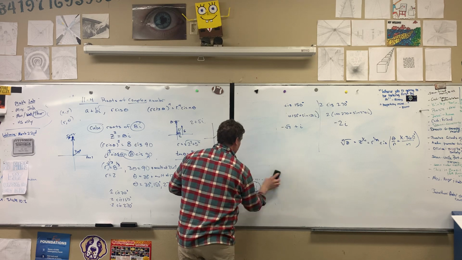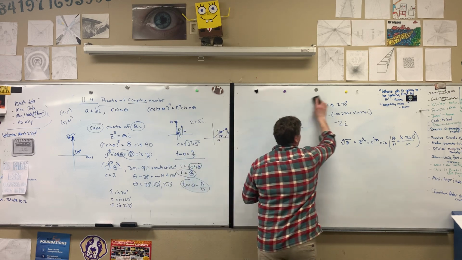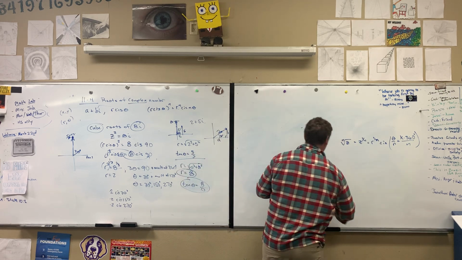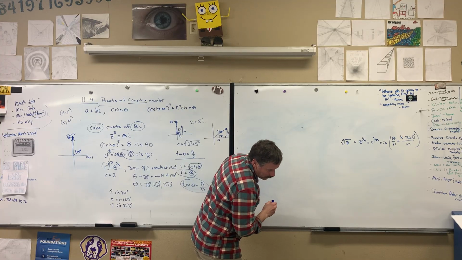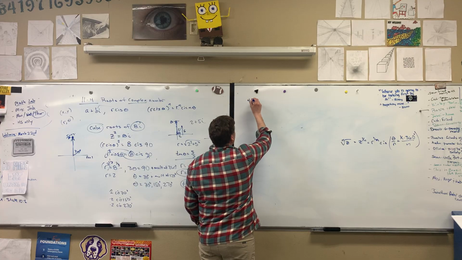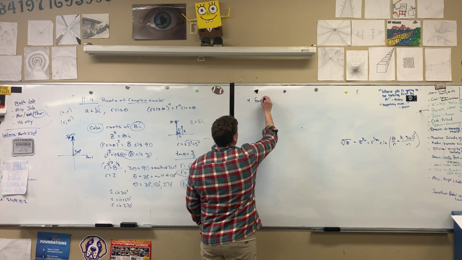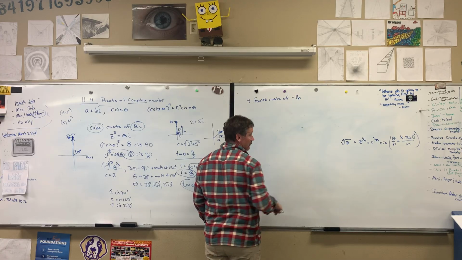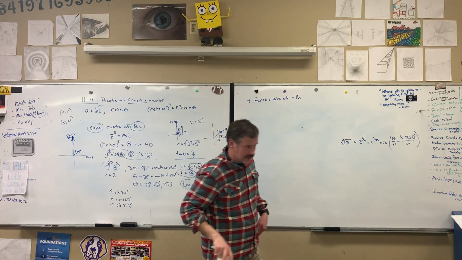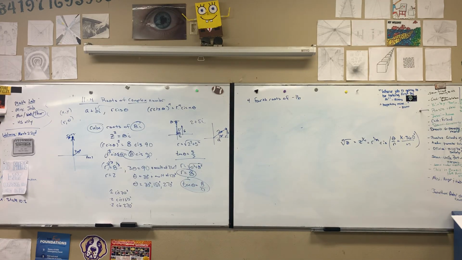But let's do one more brief one, and we can look at that formula. The 4 fourth roots of negative 16. So fourth roots of negative 16 means negative 16, right? And you want to find out what multiplied by itself 4 times gives you negative 16.